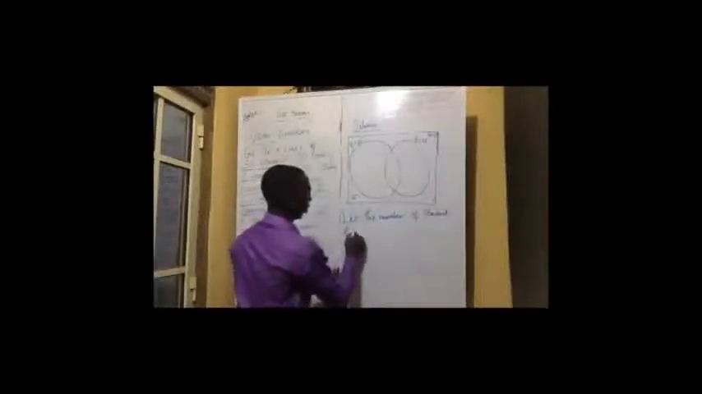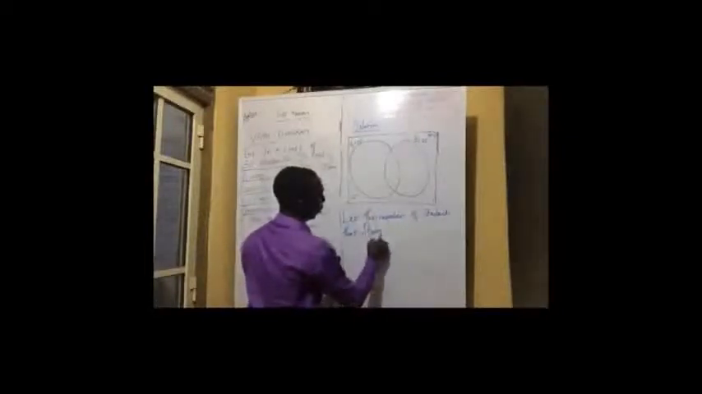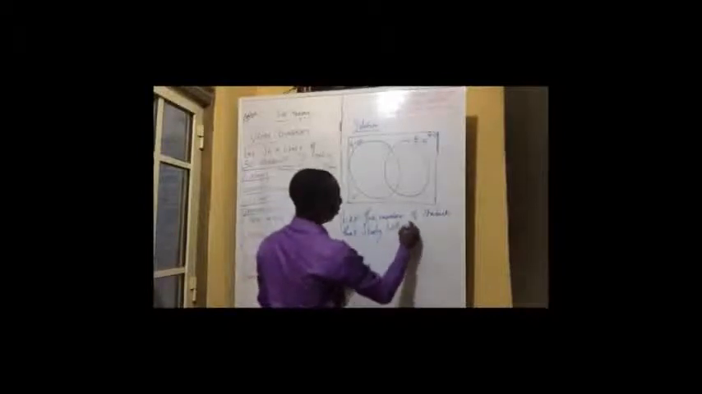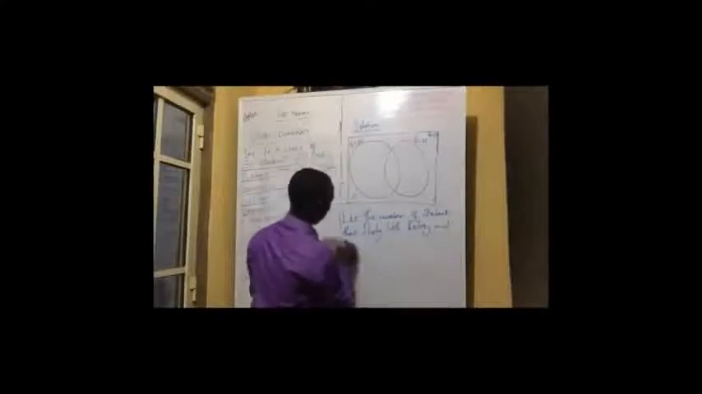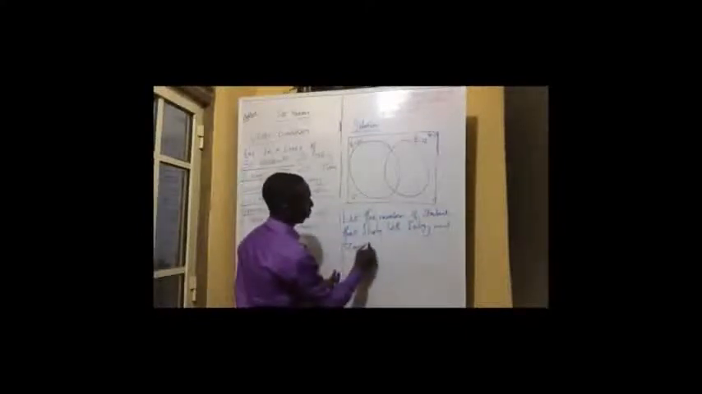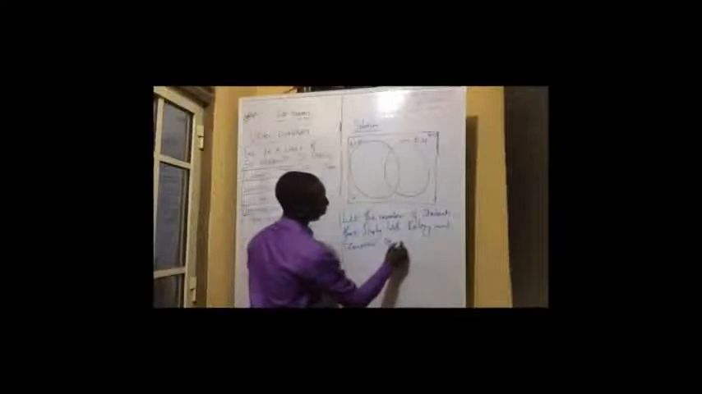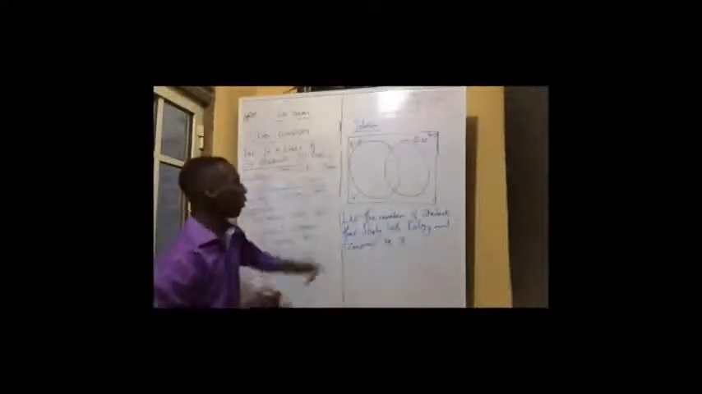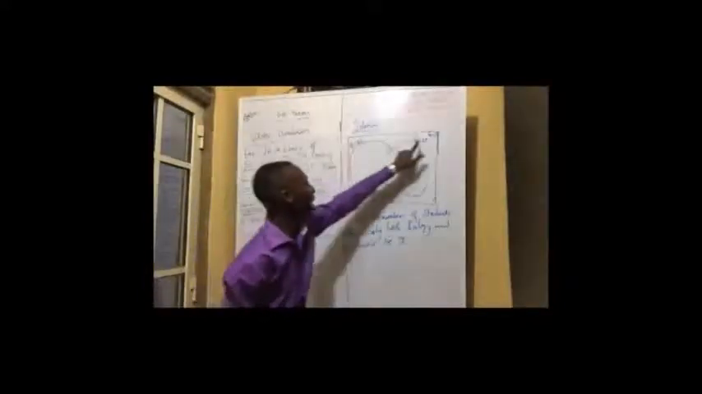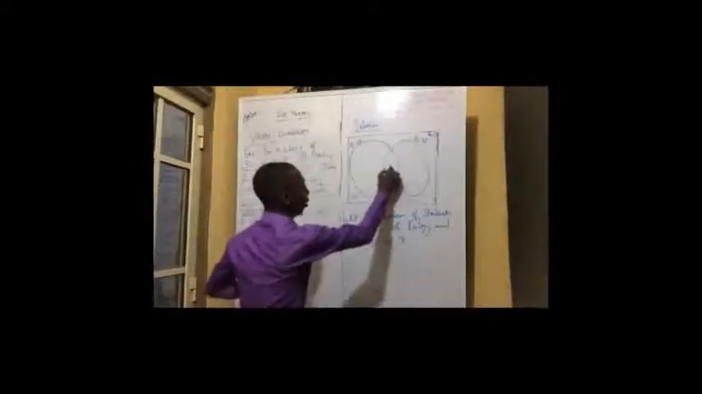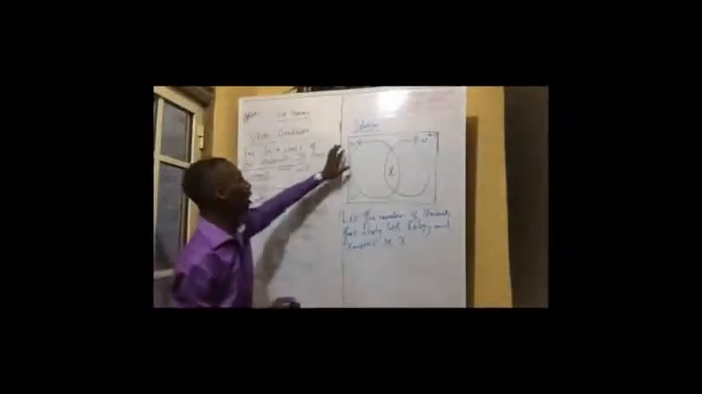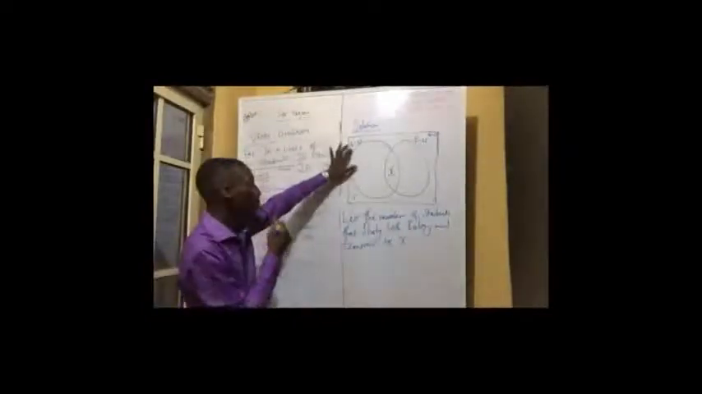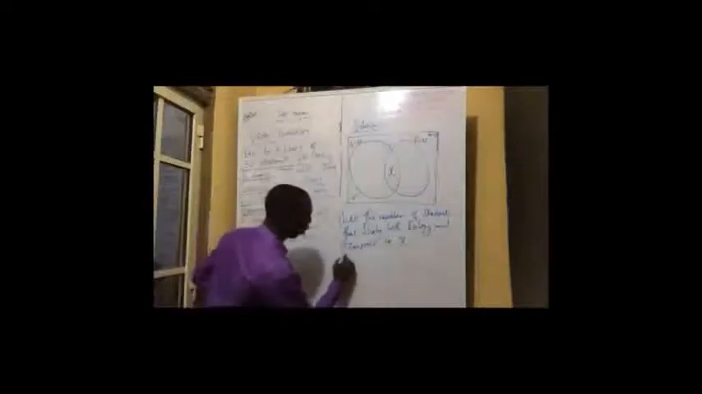You get that now? So to get the number of people, let the number of students that study both biology and economics be X. Now, if the number of students that study both biology and economics is X, I will have X, isn't it? So what would then be the number of students that study biology only?